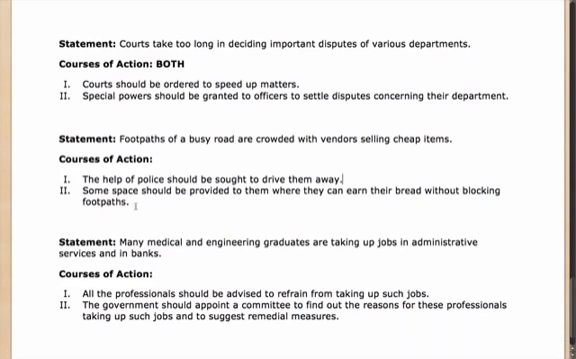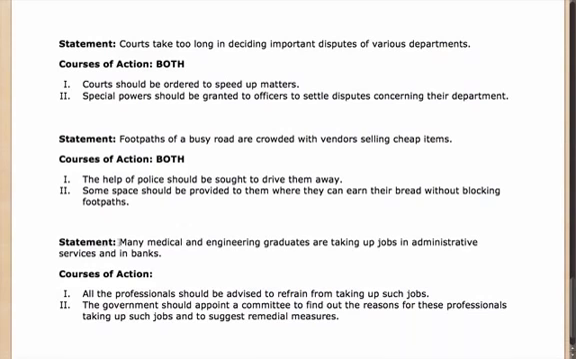The second statement says some space should be provided to them, that is the vendors, where they can earn their bread without blocking footpaths. Again, a very good idea as well as a very practical idea. Both these ideas are very practical. Both these ideas will help improve the situation, and that is the reason you should mark both in this particular case.